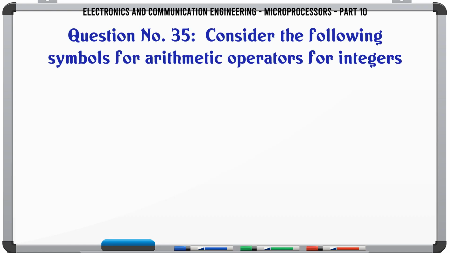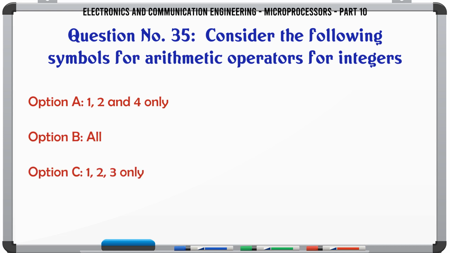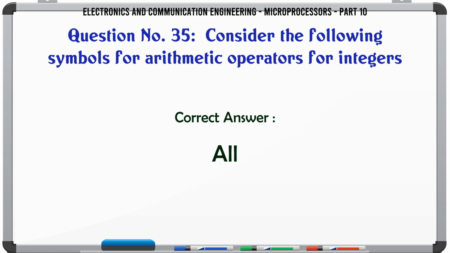Consider the following symbols for arithmetic operators for integers. A 1, 2, and 4 only. B all. C 1, 2, 3 only. D 1 and 4 only. The correct answer is all.